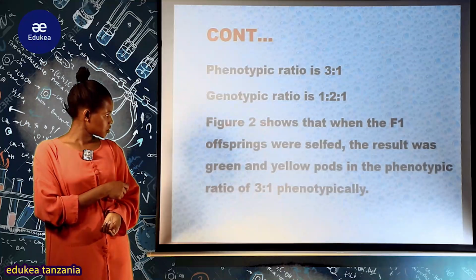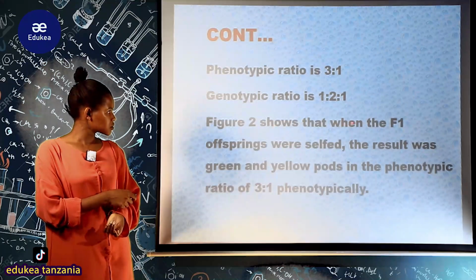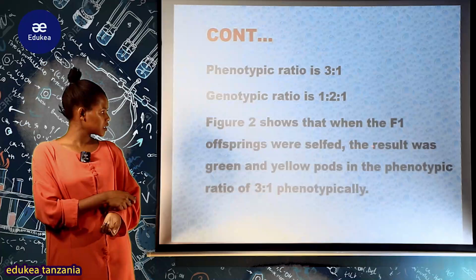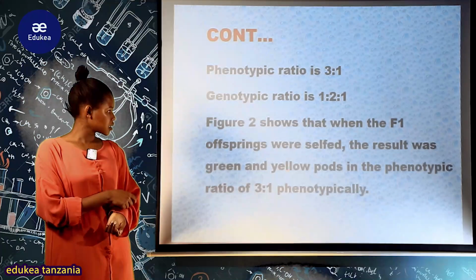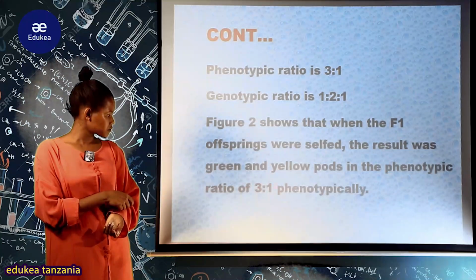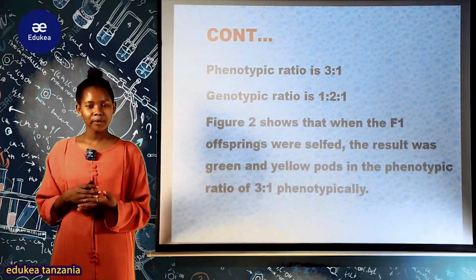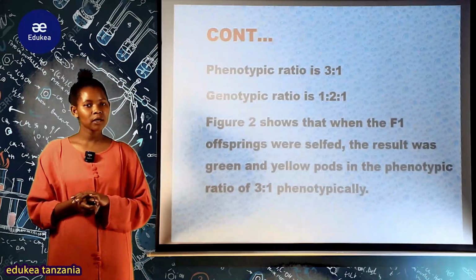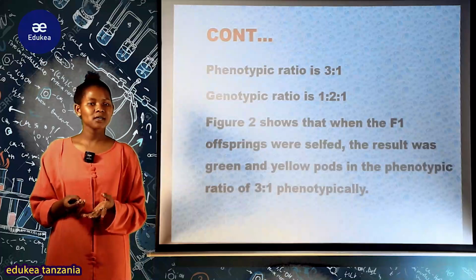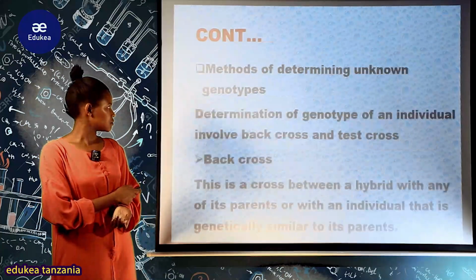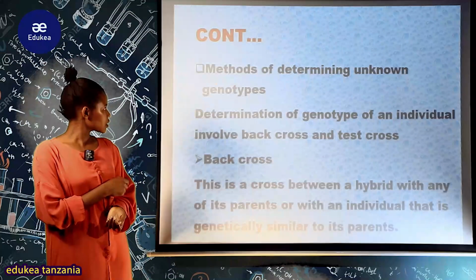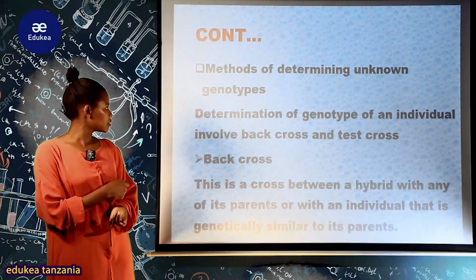Figure 2 of the F2 generation shows that when the F1 offspring were selfed, the result was green and yellow pods in the phenotypic ratio of 3:1. Good student, I hope you have understood, and this is among the common questions that can appear in the examination. Now we go on to look at methods of determining unknown genotypes.